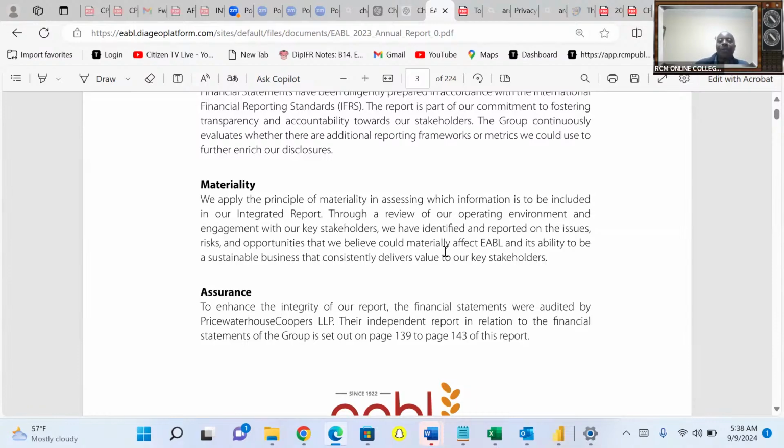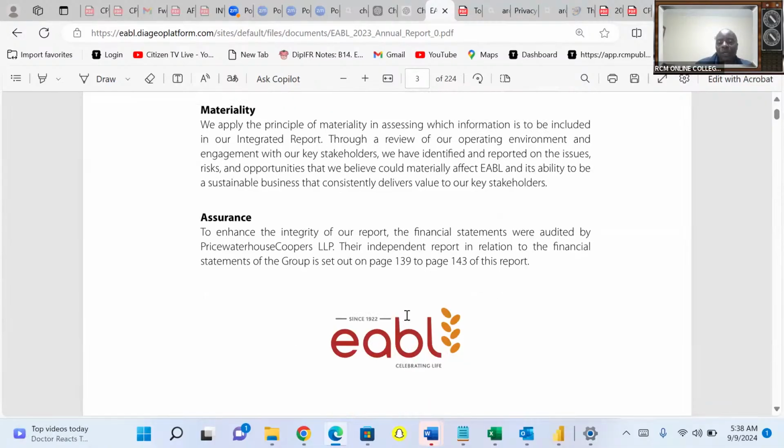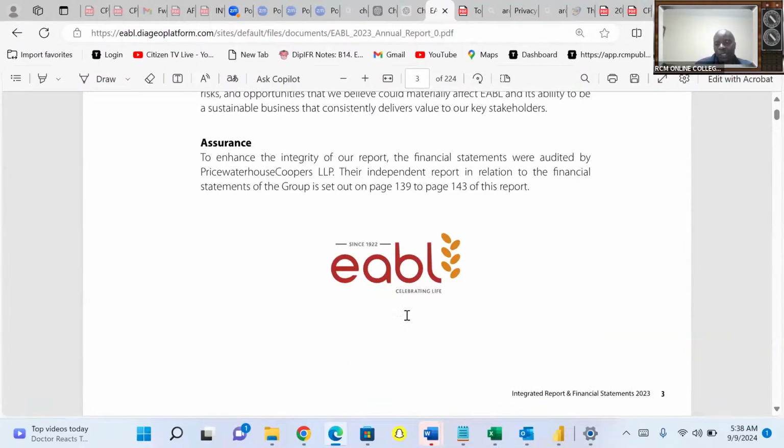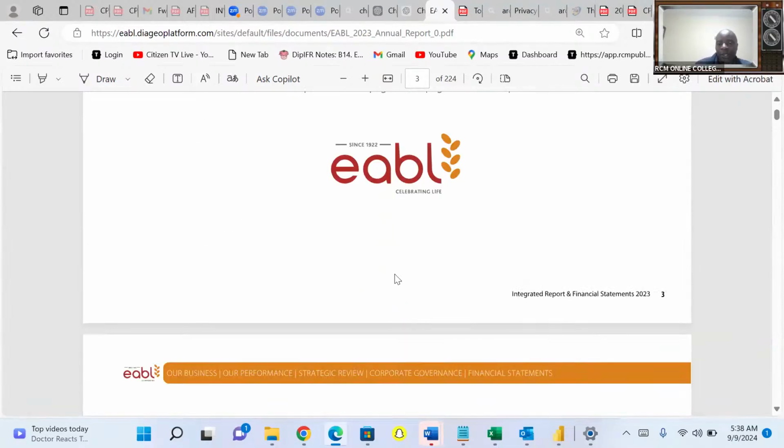Assurance. To enhance the integrity of our report, the financial statements were audited by PricewaterhouseCoopers LLP. The independent report in relation to the financial statements of the group is set out on page 139 to page 143 of this group. Since 1922, EABL celebrating life.